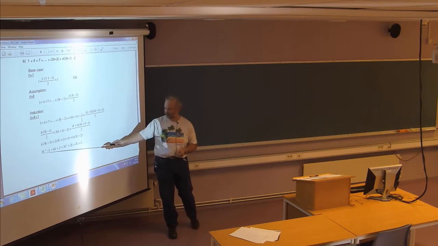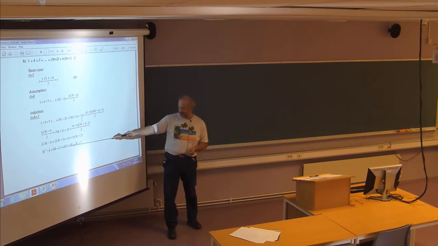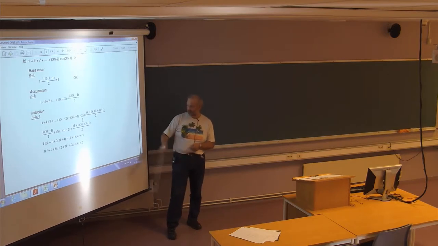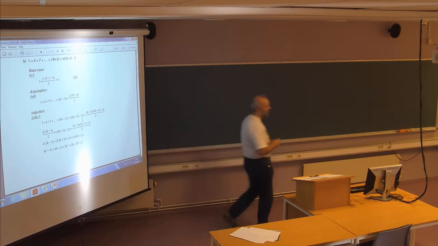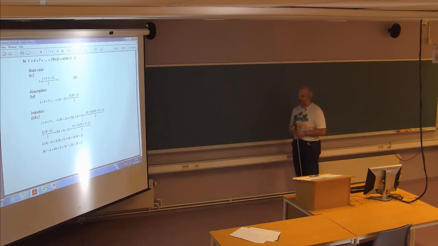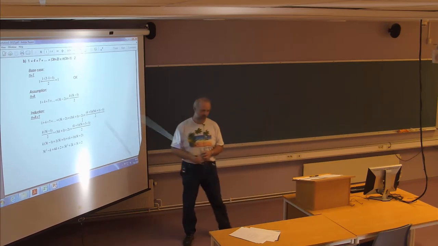3k to the power of 2 minus k plus 6k should be 5k, and plus 2, which is the same on both sides. So now we have proven by induction that this formula is correct, also in problem B.